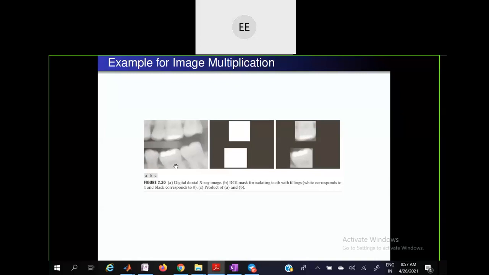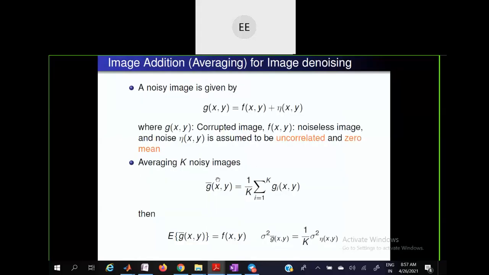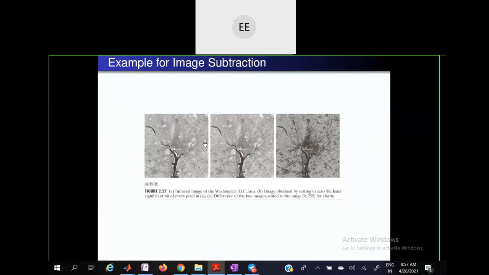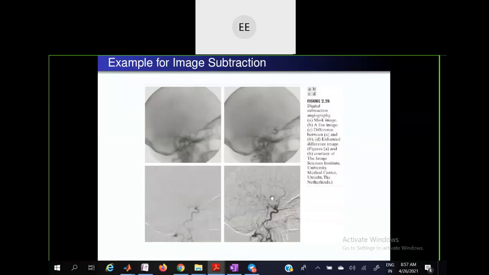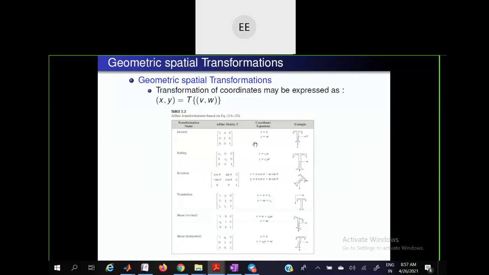So I just want to introduce these applications, the operations. As I told, addition is used to remove noise in images by averaging n number of images. Subtraction could be used to find the difference between two images, that means what is the change from one image to the other image. One of the applications is in angiography. And multiplication could be used to localize or get a region of interest from a full image. This is the region of interest.